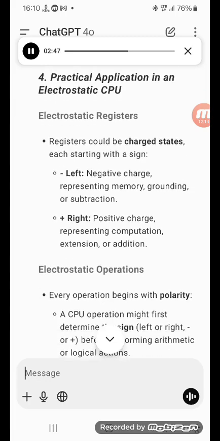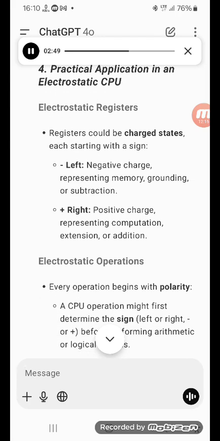Practical application in an electrostatic CPU. Electrostatic registers. Registers could be charged states, each starting with a sign. Left, negative charge, representing memory, grounding, or subtraction, plus right, positive charge, representing computation, extension, or addition. Electrostatic operations. Every operation begins with polarity. A CPU operation might first determine the sign, left or right, or plus, before performing arithmetic or logical actions. Example, add starts by determining if the operands are positively or negatively charged.